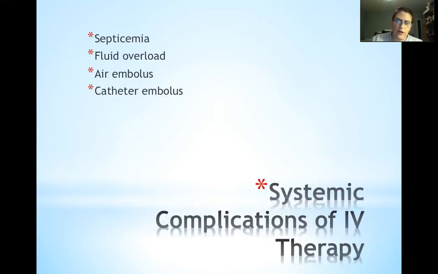So we can also talk about systemic complications of IV therapy, and those are septicemia or infection throughout the system. We can also overload the system with fluid, especially for those patients that have heart failure or are very sensitive to fluid overload. If we introduce a large amount of air, we can give them an air embolus. And we can also have part of the IV catheter break off and become an embolus and float through the system. So those are all potential complications for IV therapy.